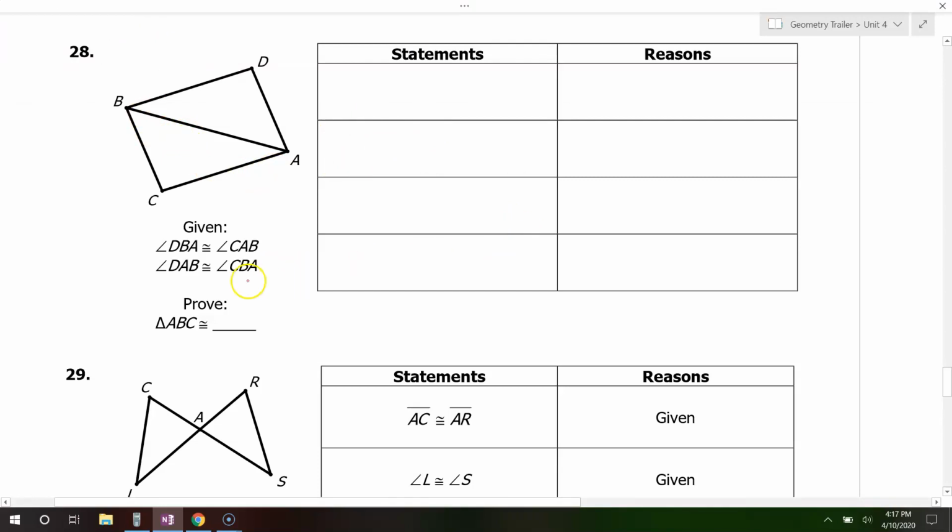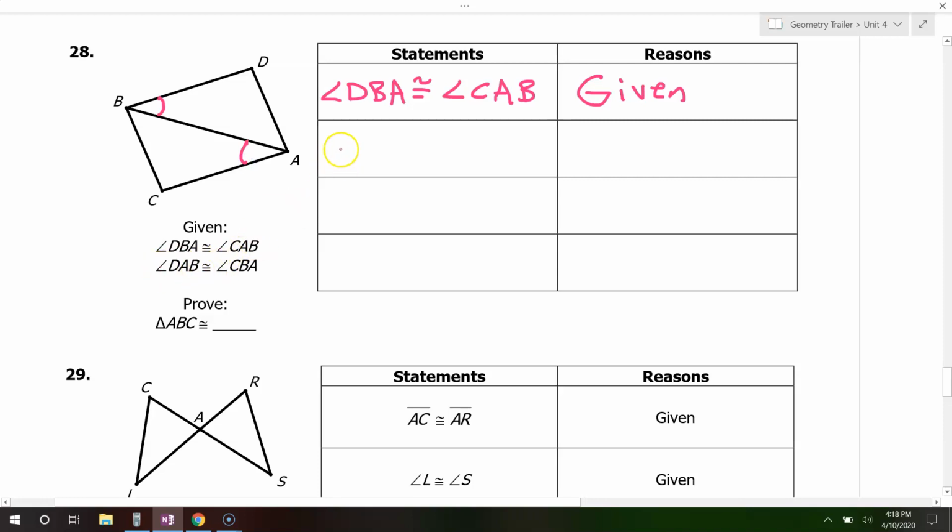Wow, this one's totally blank. Okay, let's start with the givens, which is usually good. So we have angle DBA is congruent to angle CAB. Okay, that is given, obviously. So angle DBA, that's this angle right here. And angle CAB is this angle right here.